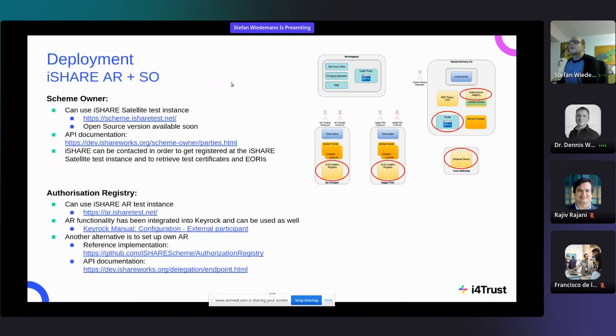We have more information about the iShare authorization registry and the scheme owner. We again have linked it here. So the authorization registry is available in different, let's say, implementations. You can either use the test instance from iShare. You can use Keyrock for that, because it also implements the endpoints required for an authorization registry. And there is the alternative to set up your own authorization registry according to the iShare tutorials that you can find here.